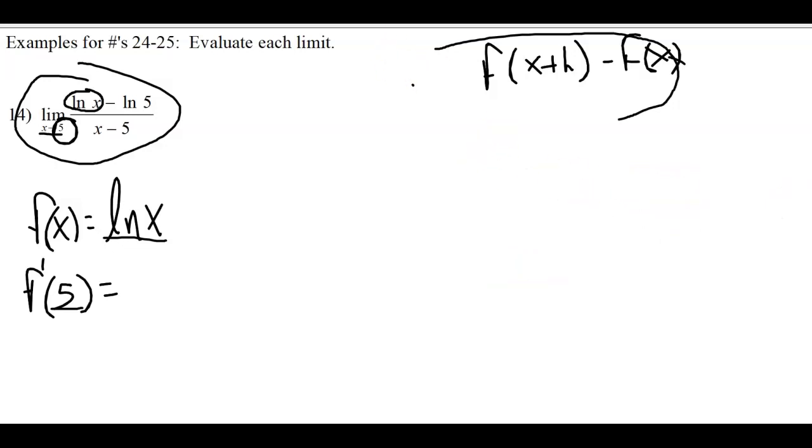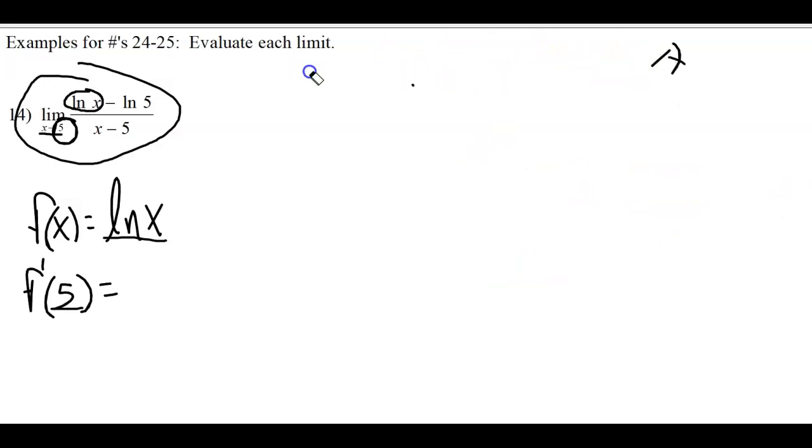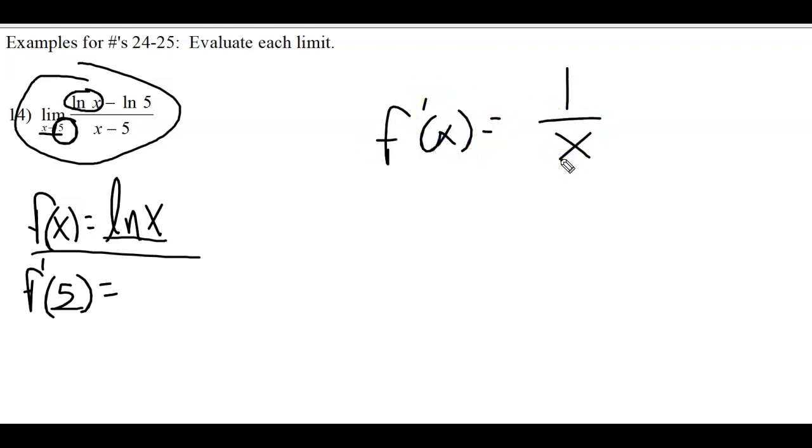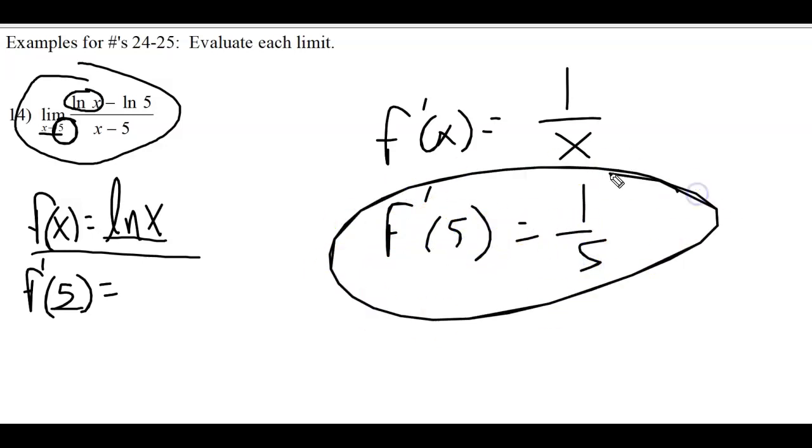So if I want to find f prime of 5, the first thing I've got to do is find f prime. So since f equals ln of x, then f prime of x is 1 over x. So that means that f prime of 5 would be 1/5. That's it. That would be the answer to that problem.